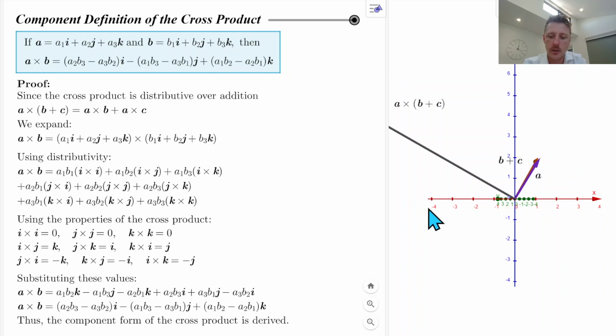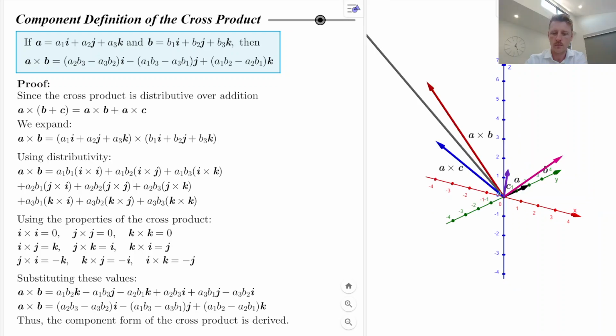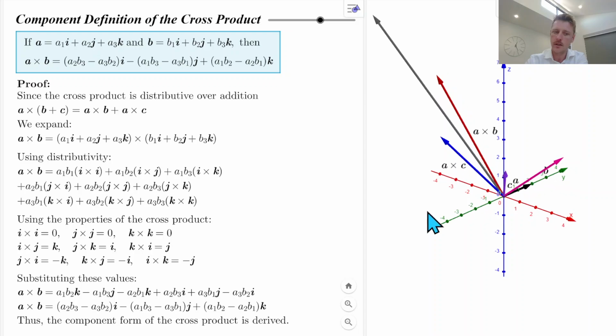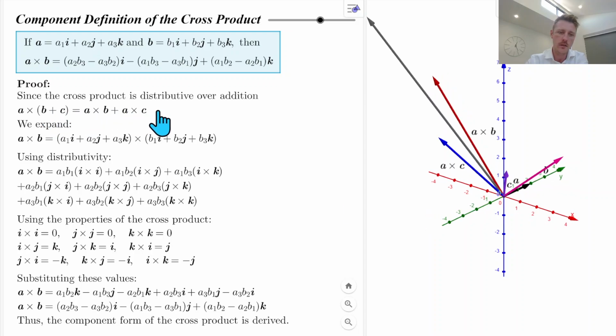Okay, I'm going to pause the video to show you the other way, to show that it works. And so here we go. It's a bit messy, but hopefully you can see that if we look at the right hand side here, A cross B plus A cross C.